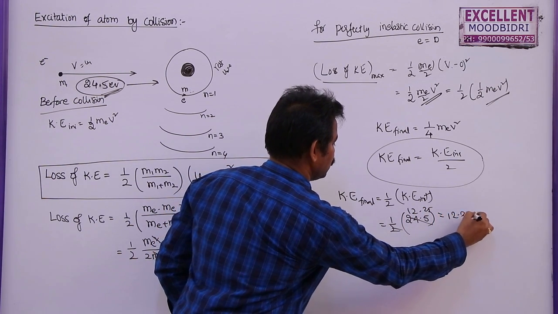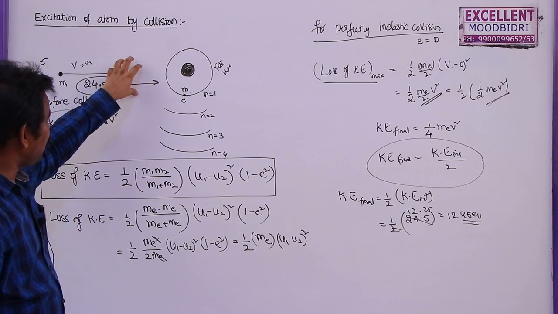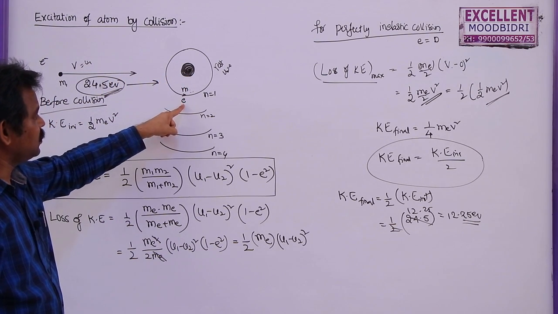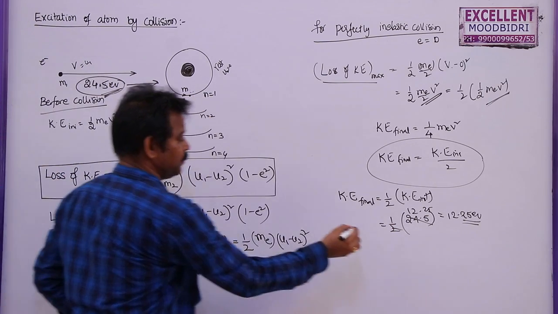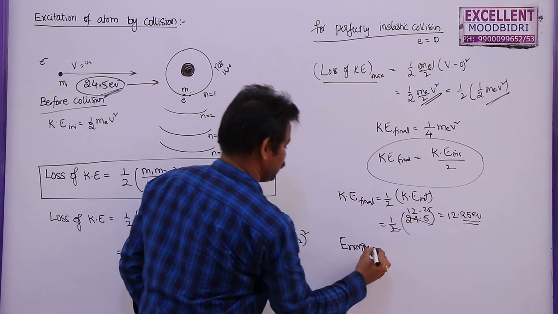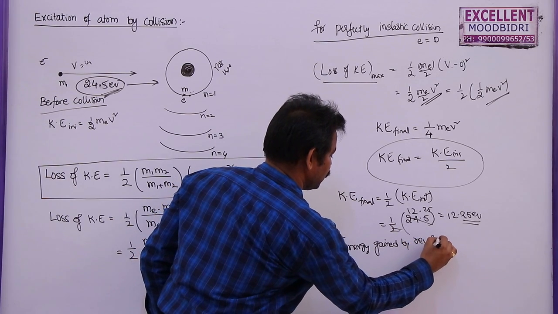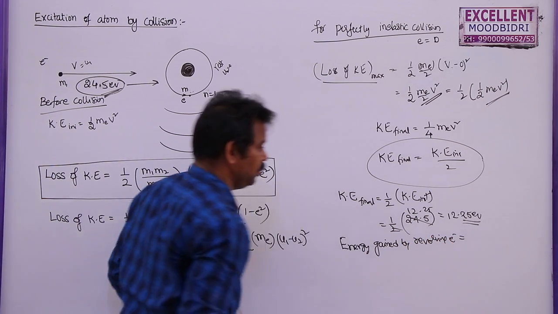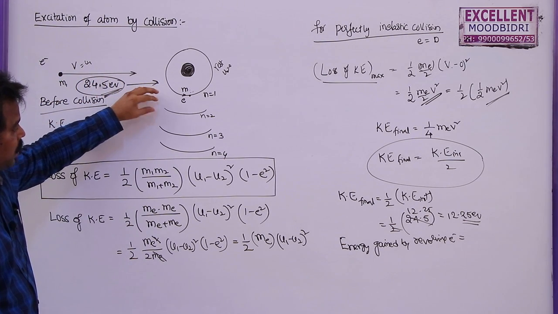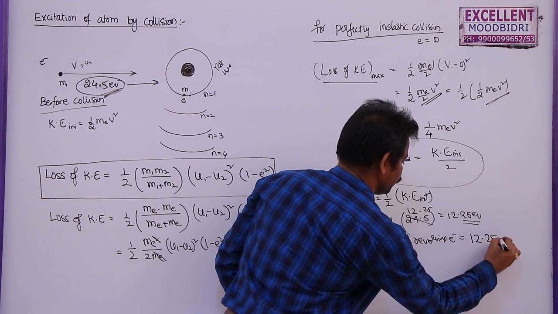So during this collision, this electron, which has this much energy, will lose half of its energy, and the remaining half will be lost. That lost energy will be gained by this electron. So the energy gained by the revolving electron: the total energy of this electron is 24.5, of which it lost 12.25. That lost energy will be gained by this one, which is again 12.25 electron volts.